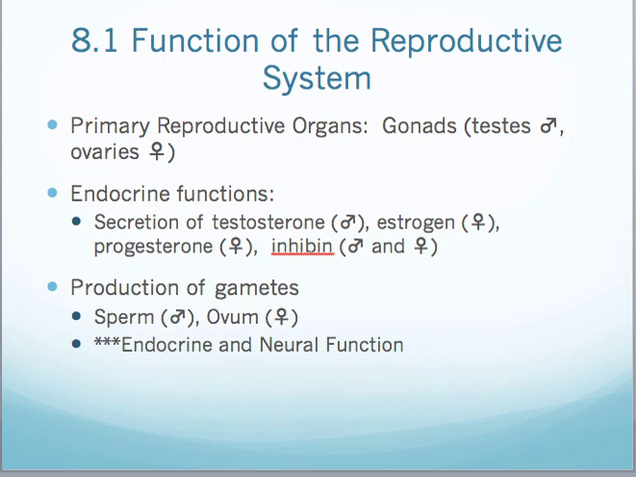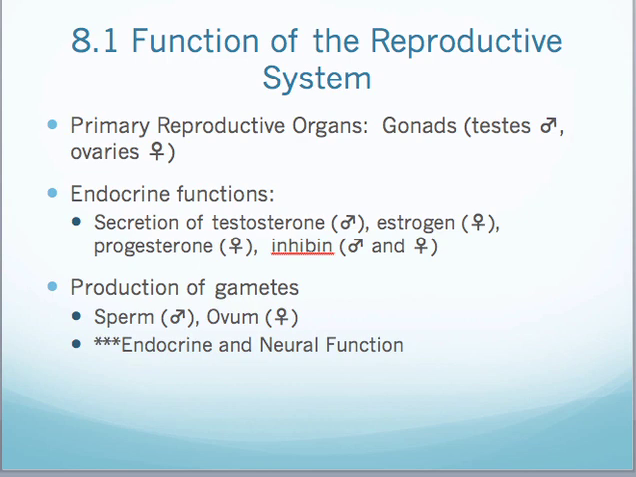We know that the primary function of reproductive organs is to produce gametes. This occurs in gonads, testicles in males, and ovaries in females. However, we'll center our discussion today on hormones produced by the same organs. We'll talk about testosterone, estrogen, progesterone, and inhibin. These gonads produce gametes, as I mentioned before. These are sperm cells in males and ovum in females.